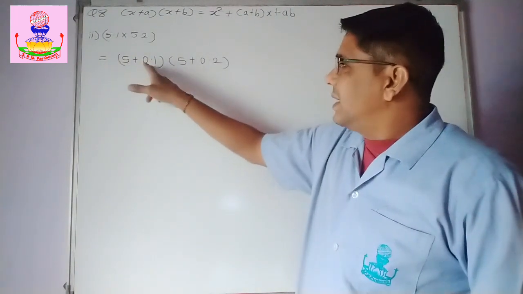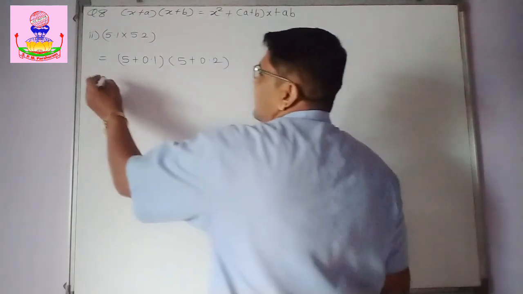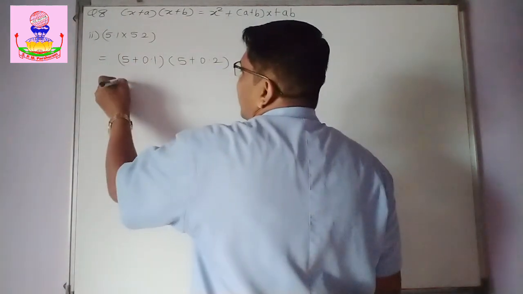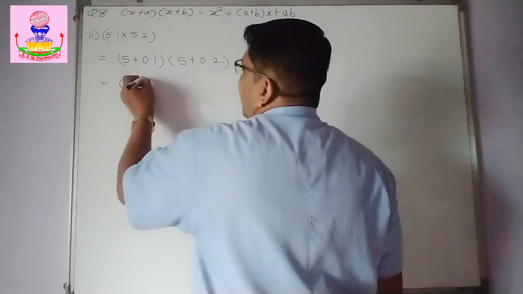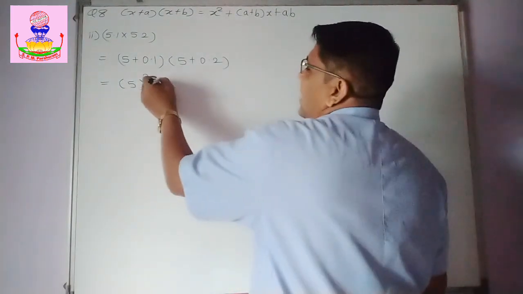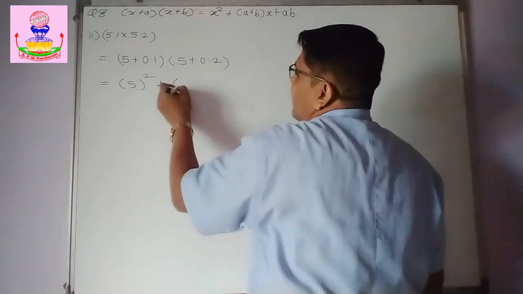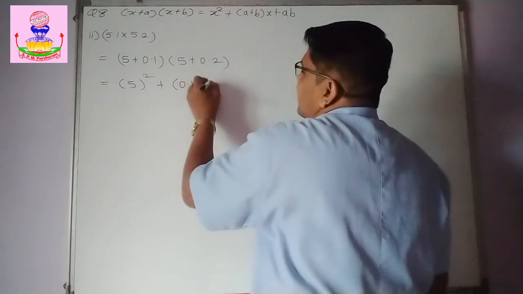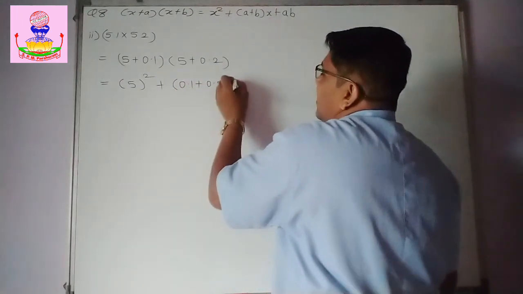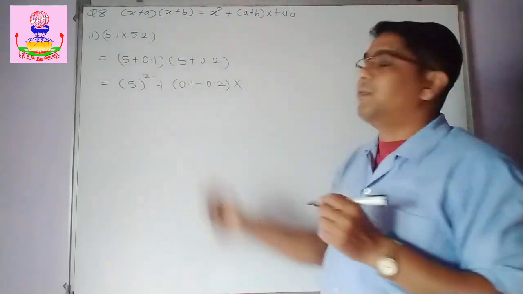Now see, (x plus a) into (x plus b) is equal to x square. So this is x, the first term. So square of x, the first term, so 5 square, plus (a plus b). So this is a and this is b. So 0.1 plus 0.2 multiplied by x. So what is x here? 5.